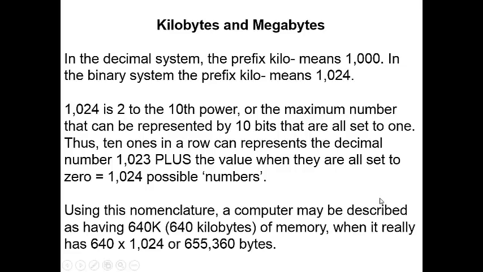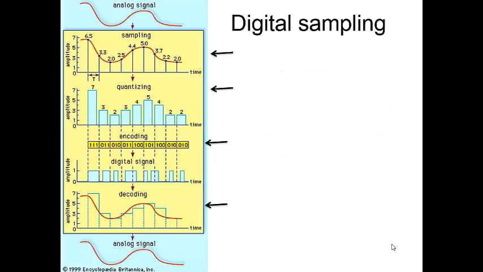So just remember, this is a computer system here, and therefore 640 kilobytes of memory is really 640 times 1024 bytes in total, which makes 655,360 bytes in total. The final thing I want to talk about is digital sampling.